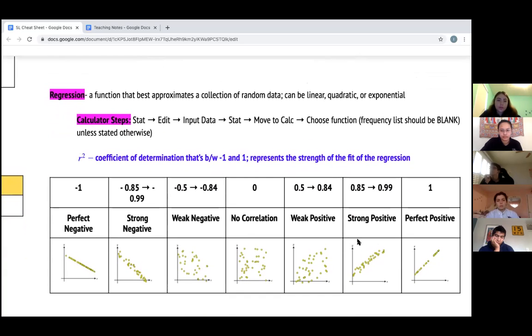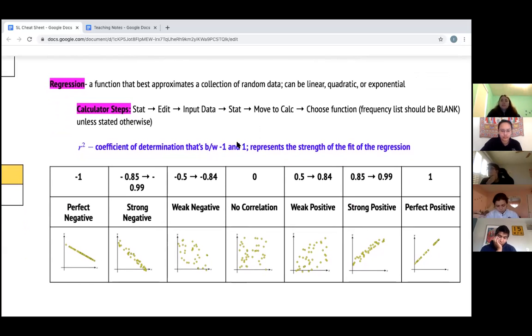Next, we have regression. Regression, again, in my opinion, was one of the easier parts of this unit. It's a function that best approximates a collection of random data. It can be a linear equation. It could be representing a quadratic regression or an exponential.